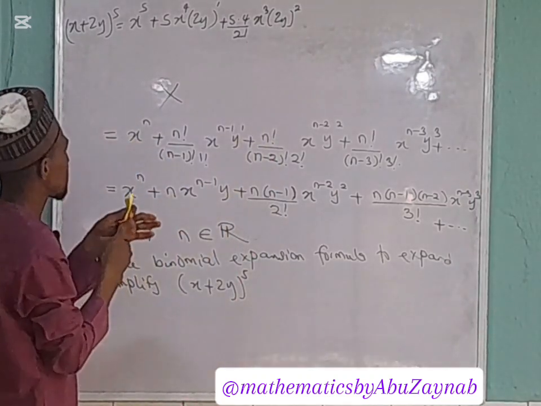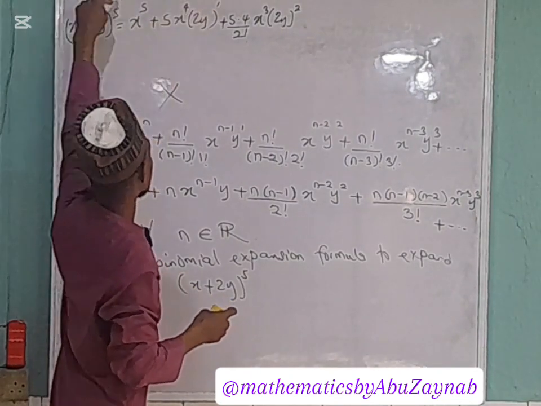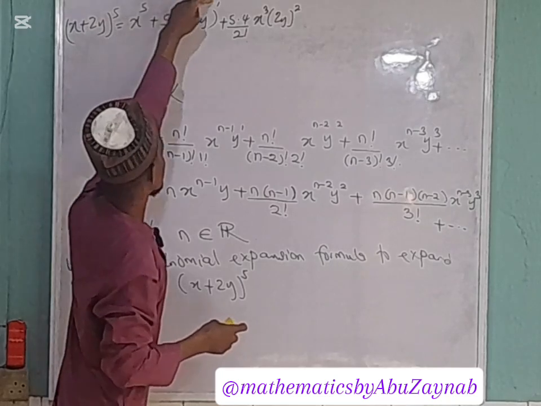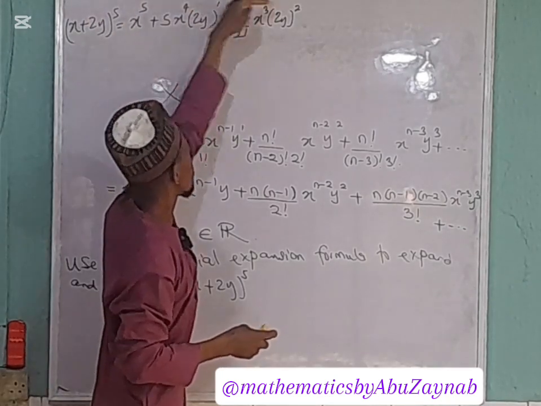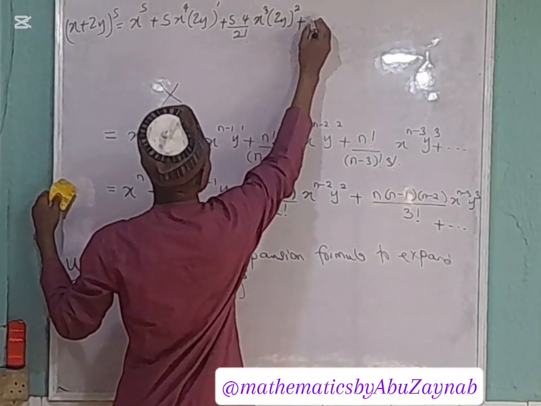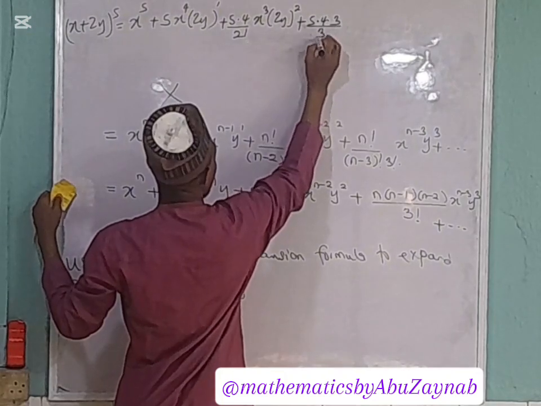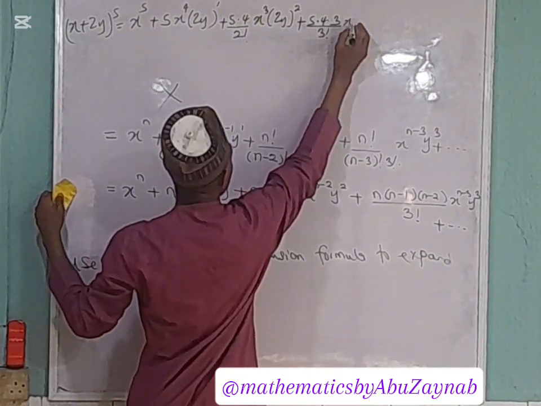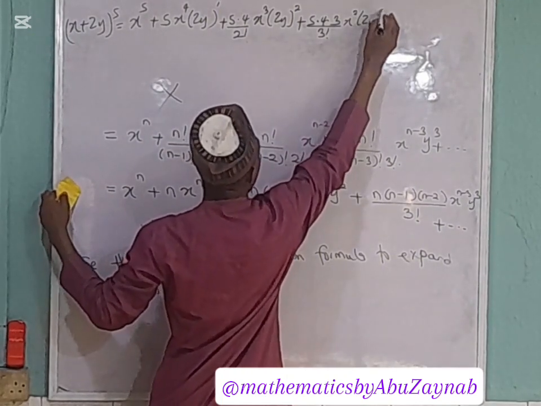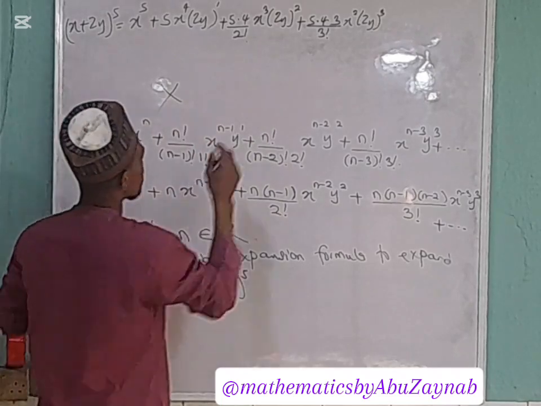At every point in time, remember from the past video that adding the powers will still give us the original 5. So 5 plus 0 here is 5, 4 plus 1 is 5, 3 plus 2 is still 5. That's a quick way to check if you're on track. Then plus 5, 4, 3 over 3 factorial. Then we have the x power 2, 2y power 3. Again, 2 plus 3 is 5.